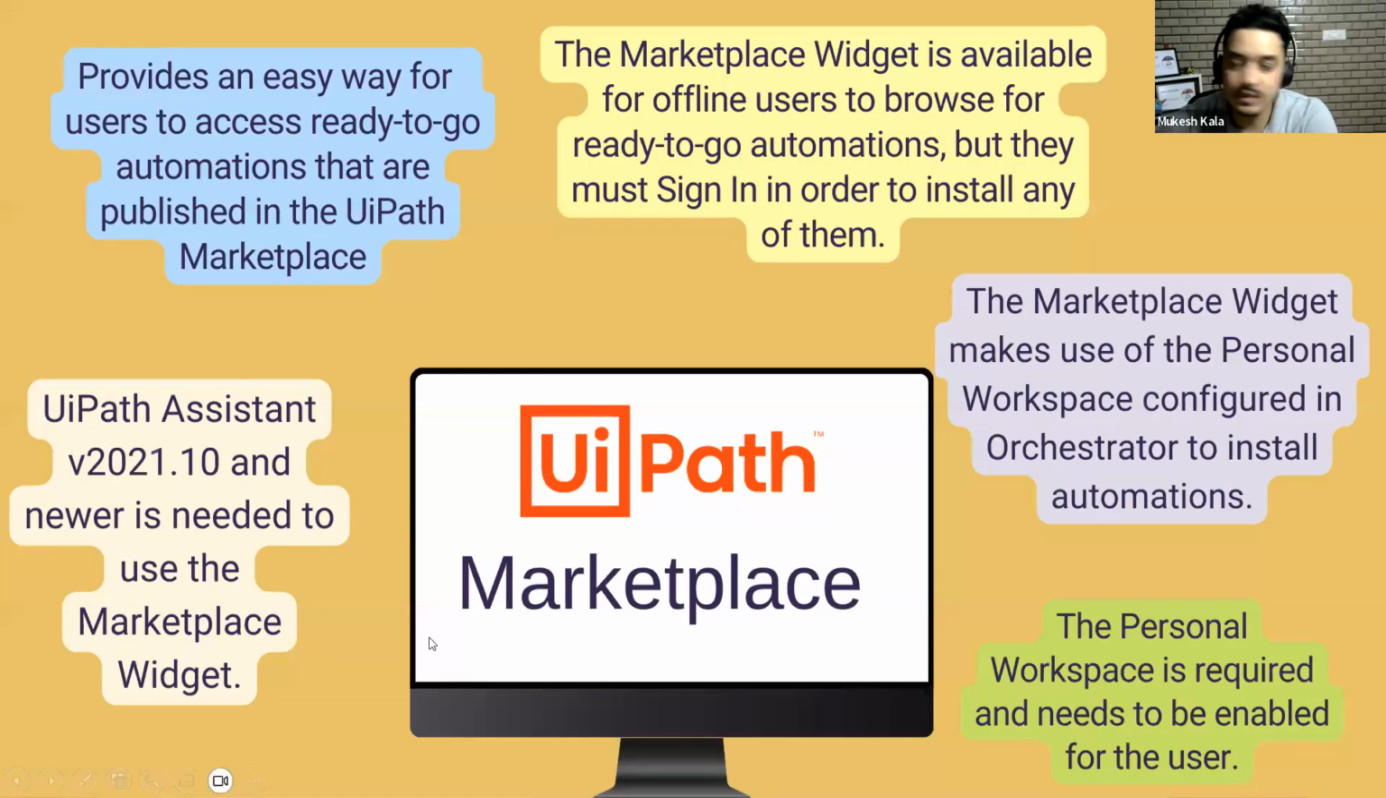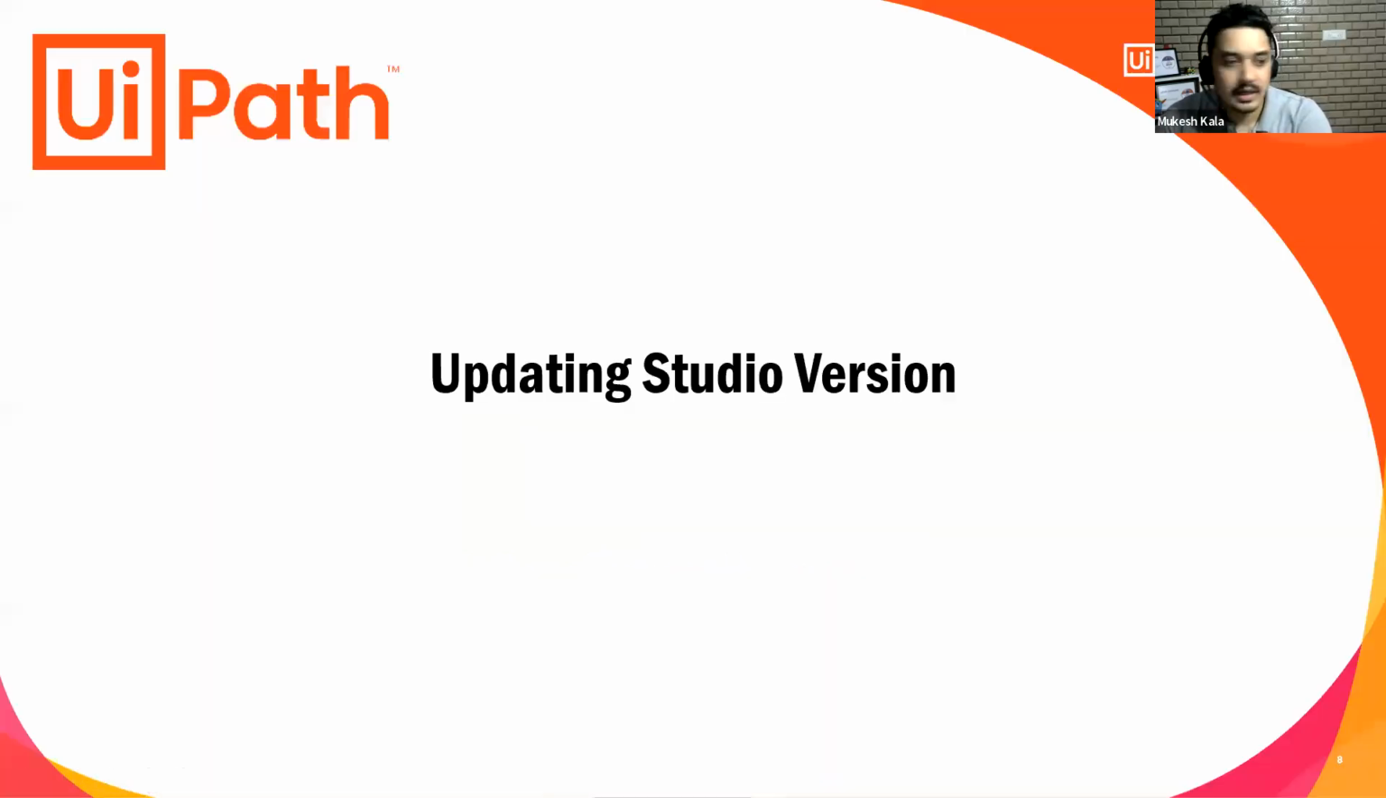Okay, so that was about the UiPath marketplace. You just have to install it. The personal workspace needs to be enabled for the user, okay? Updating the studio version, we have already seen. You just go to cloud.uipath.com, install the latest version, reinstall it, and you should see the marketplace. If you are still on the latest version and you are not seeing it, that means your personal workspace is not enabled. So only two settings are there.